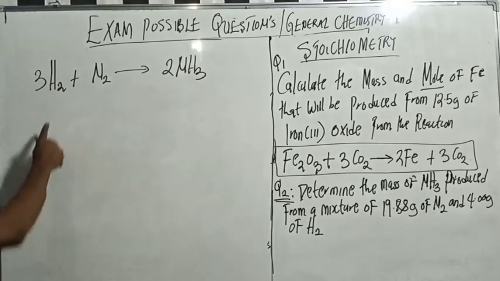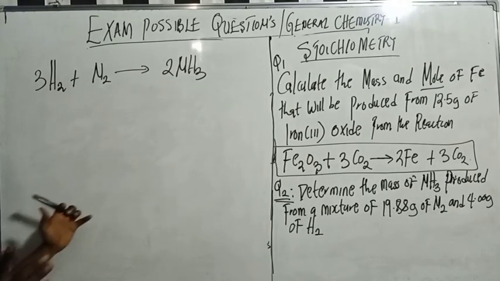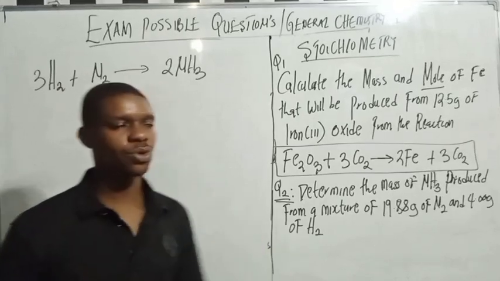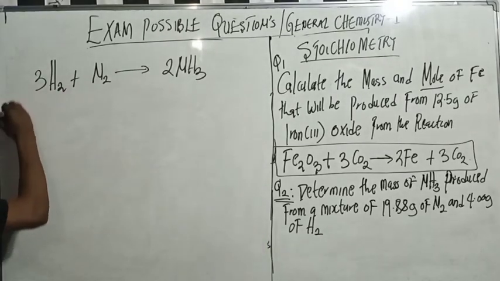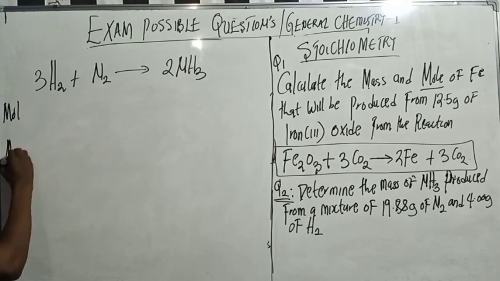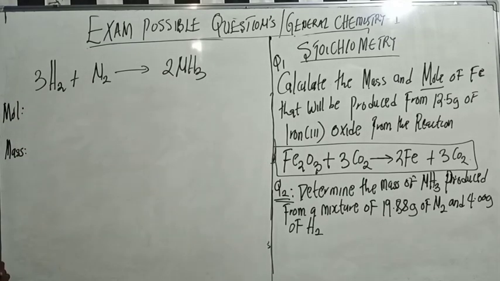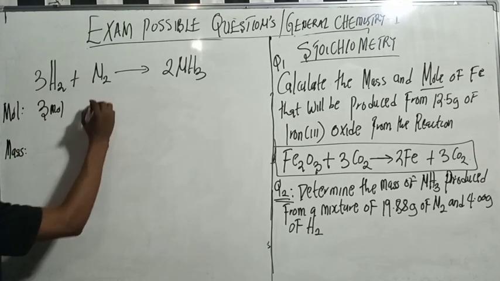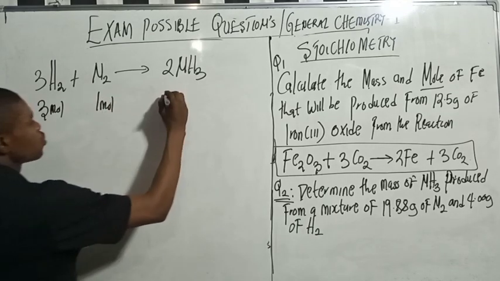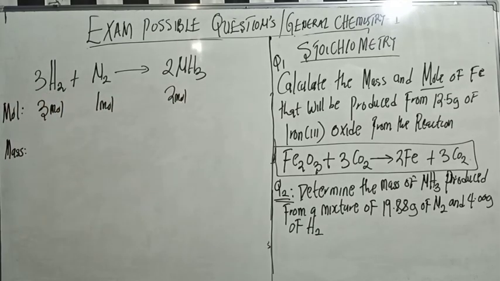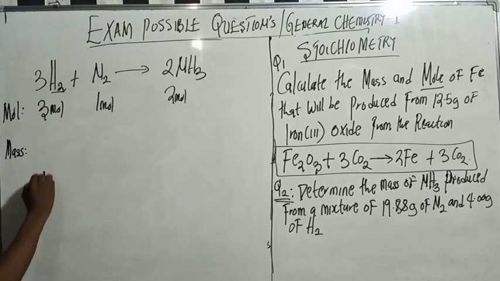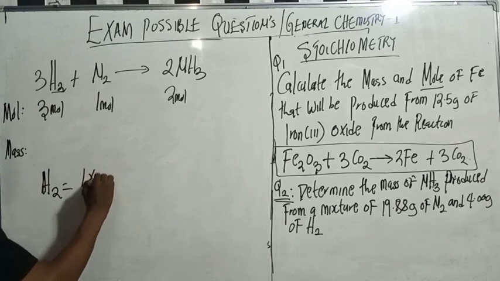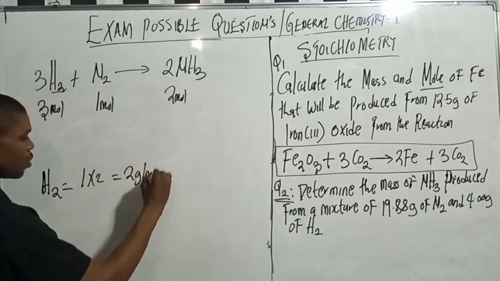So the next thing to do, remember, is that for every stoichiometric calculation, reacting mass or reacting mole, the first thing you want to do is to write out the balanced moles and mass. How many moles do you have here? Here we have 3 moles. How many moles do you have here? Here we have 1 mole. Here we have 2 moles. Next, get the mass. You get the mass from the molar mass. Remember H2 is 1 times 2, which is 2 gram per mole. Right?